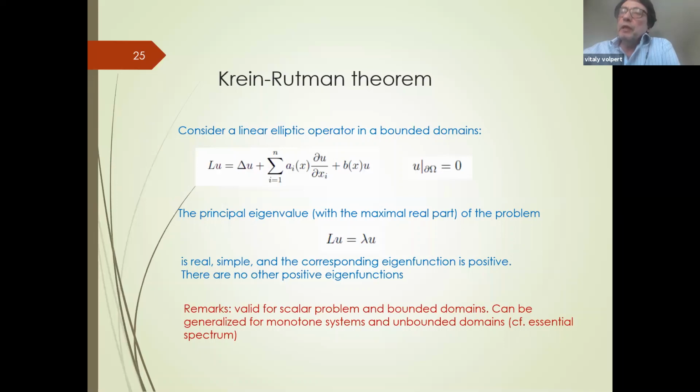In fact, the same result remains valid for such eigenvalue problems for differential equations, under some conditions, of course. If we consider such a second order operator and the eigenvalue problem, then the principal eigenvalue, the eigenvalue with the maximal real part, is real and simple, and the corresponding eigenfunction is positive. Of course, it is a very useful result, but it is valid only under some conditions, in particular for a single equation, but in general not for systems of equations.